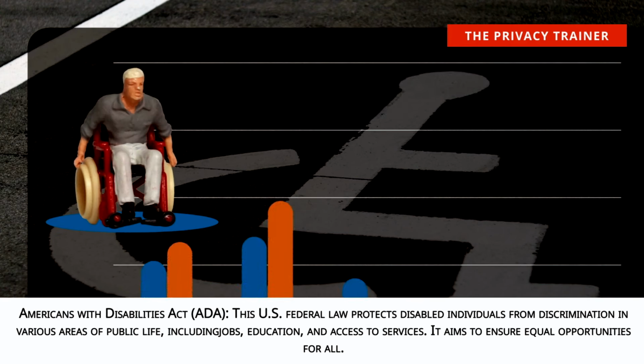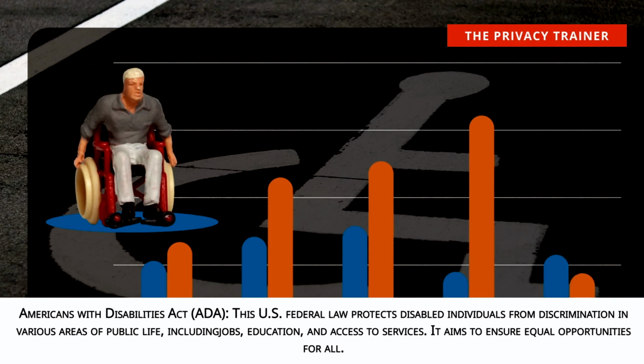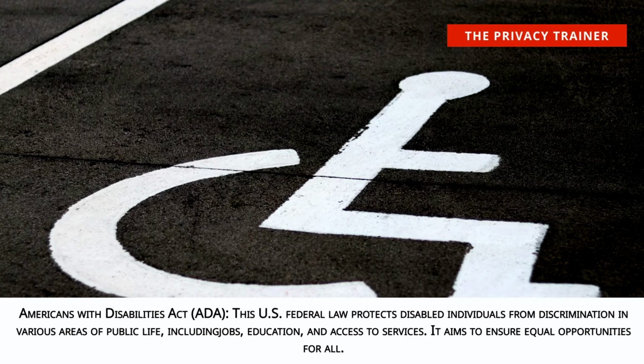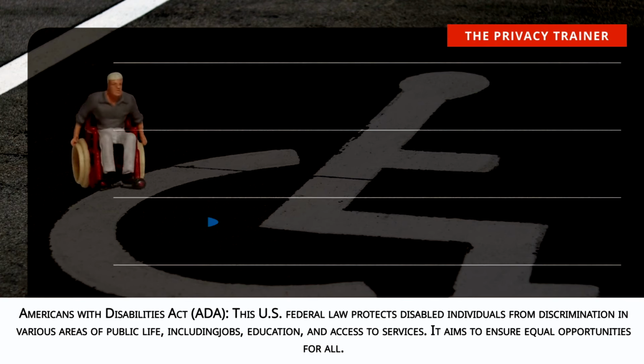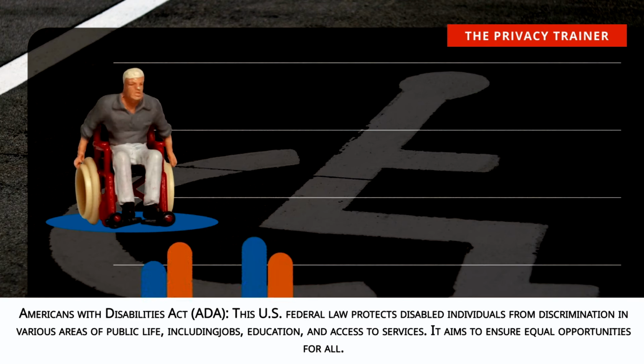Federal law protects disabled individuals from discrimination in various areas of public life, including jobs, education, and access to services. It aims to ensure equal opportunities for all.